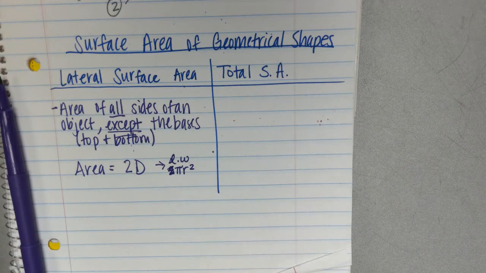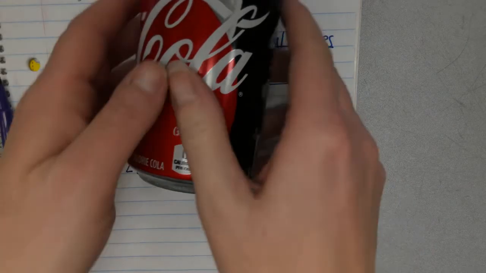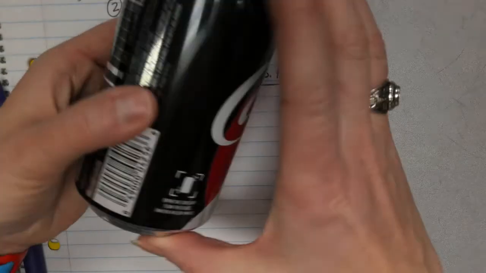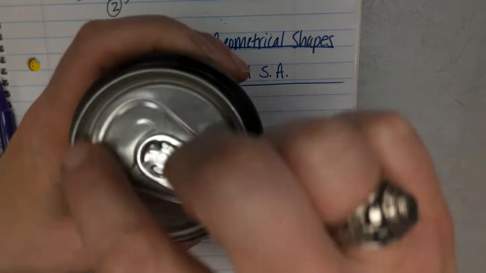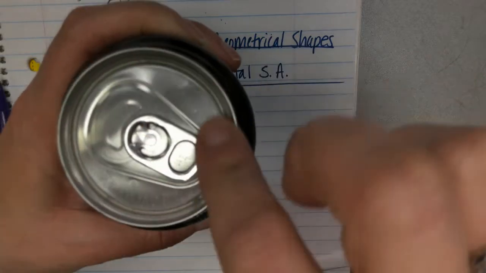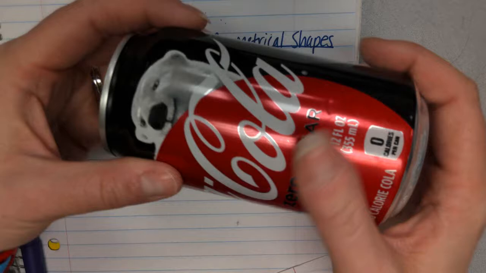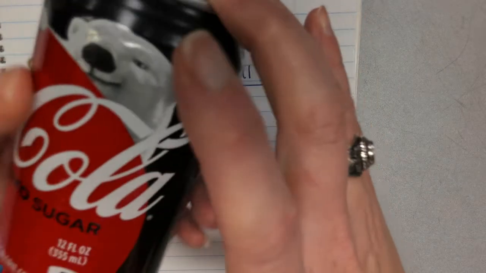So if I have a Coke Zero here, okay? So the surface area of my Coke Zero would just be the black part, okay? It would just be the outside. It would not be the area of the top, so you wouldn't actually take the area of a circle or the area of the bottom circle. It would just be the area of the sides.